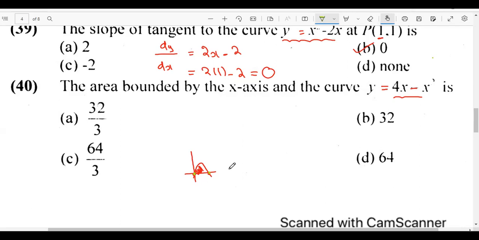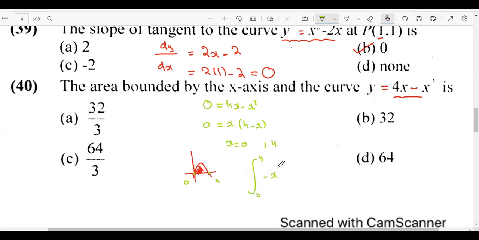So the limits: we put y is equal to 0 to find x. Very good. Very well done. 0 equals 4x minus x squared. So I can take x common and it would give me 4 minus x, and x would be 0 and it would be 4. So it's 0 and 4. And now I can integrate it from 0 to 4.